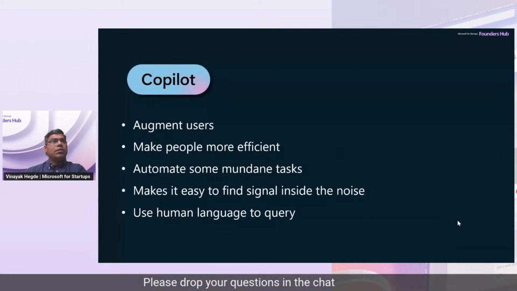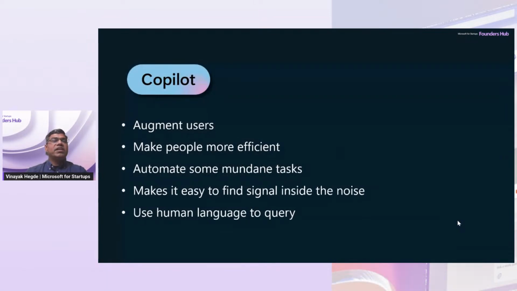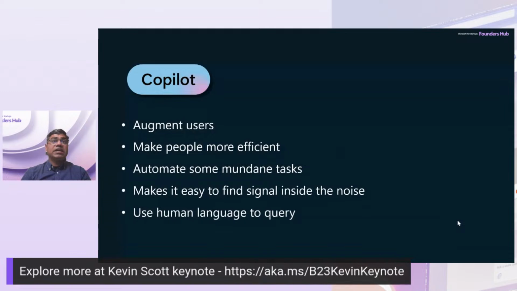So one way of looking at it is that copilot is something that augments any user. It makes people more efficient. It is able to automate some mundane tasks. And when you have a lot of data, like we saw in the summarization case, whether it's in a financial filing, a legal database, or your own intranet, I'll show an example of that when I come to the demo, where there's a lot of data on the internet and intranet, and you want to be able to find what you want really quickly. So it makes it easy to find signal in the noise.